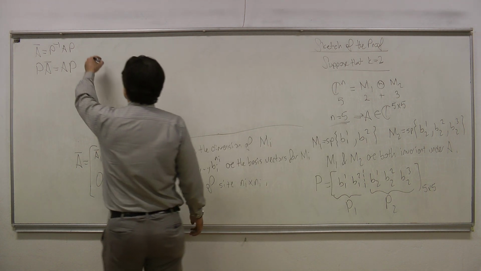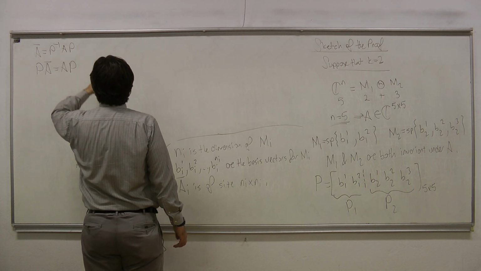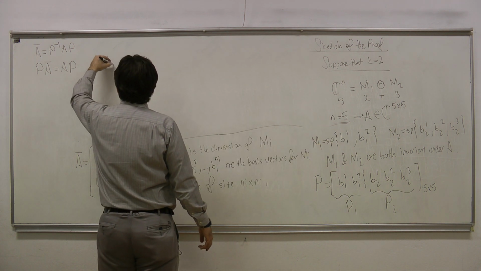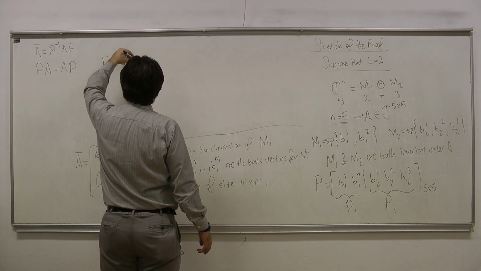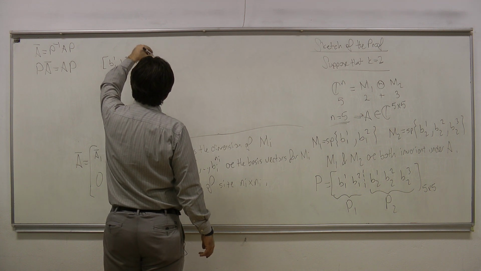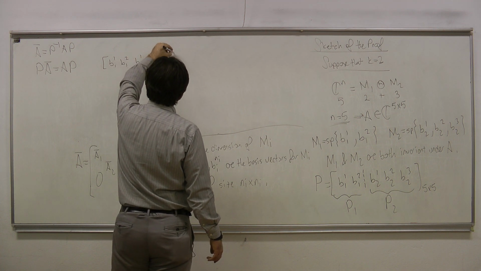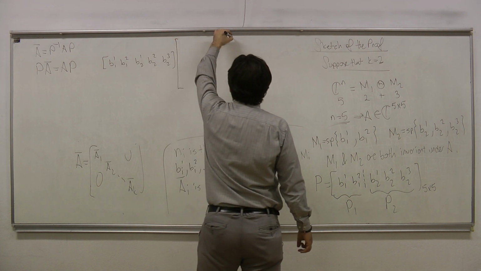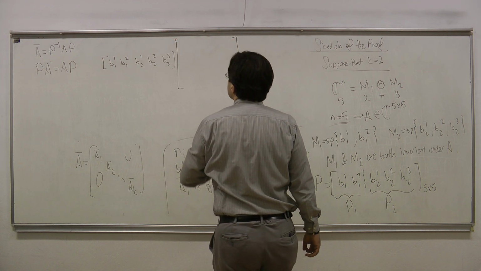So now let us try to write this P here. P is those 5 columns, b11, b12, b21, b22, b23, times A bar. A bar is this matrix.